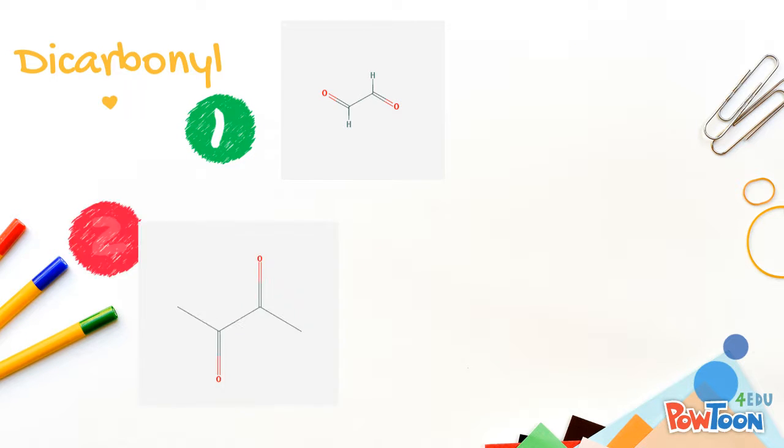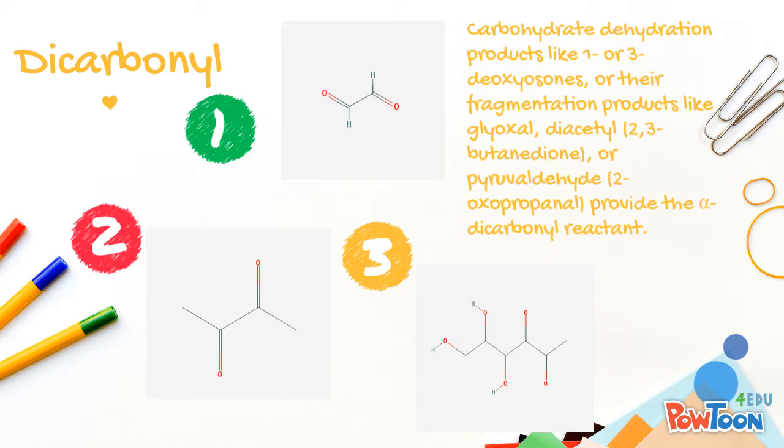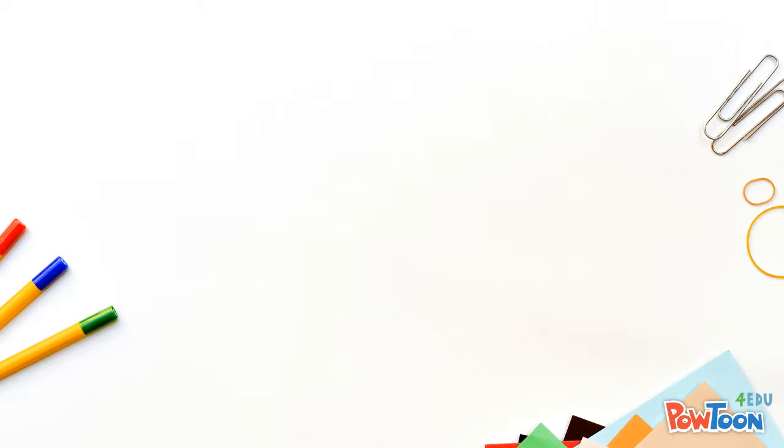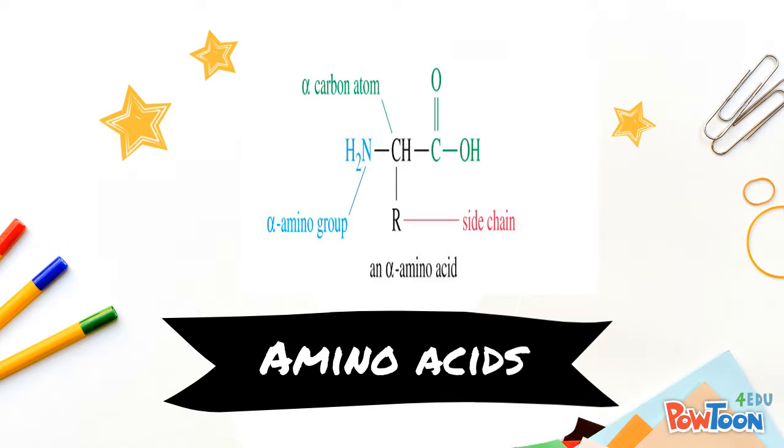Therefore, our understanding was based on observed products like carbon dioxide, aldehyde, and so on. Often, carbohydrate dehydration products and their fragmentation products provide the alpha-dicarbonyl reactant. One advantage of using reactive carbonyl components is that it may be possible to produce cooked aroma even at relatively low temperature.